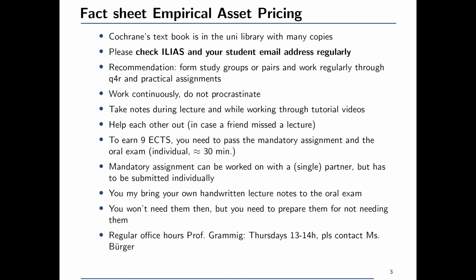Okay. There are regular office hours if you want to talk to me, aside from the lecture, on Thursdays from 1 till 2 p.m. And you should contact Miss Bürger for a special appointment, because it avoids waiting times for you.